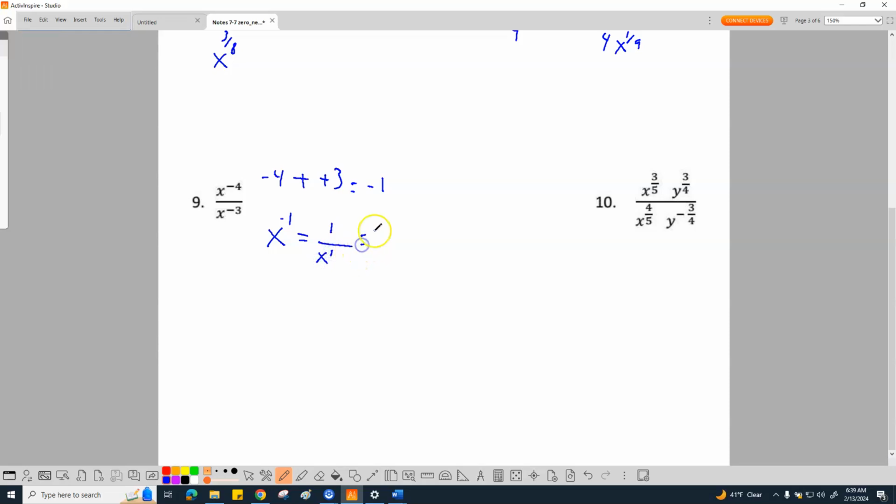You don't have to write the 1 over x, or x to the 1 power. You can write it like this. But that's just to let y'all know what's going on.